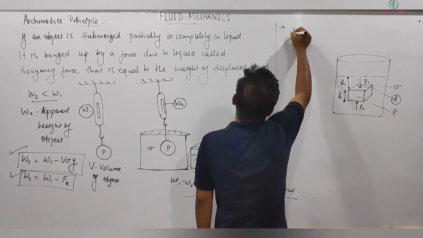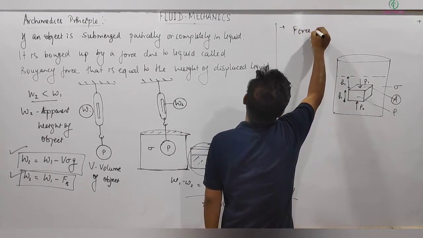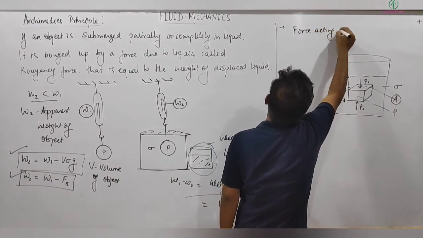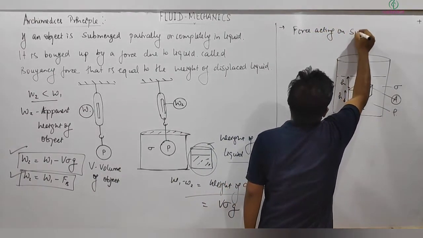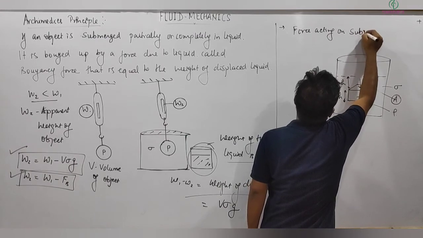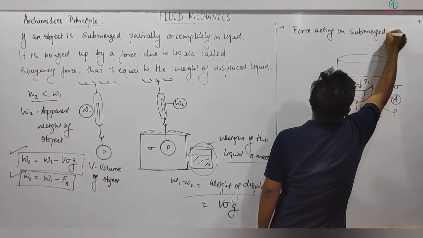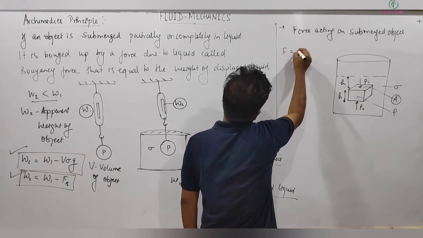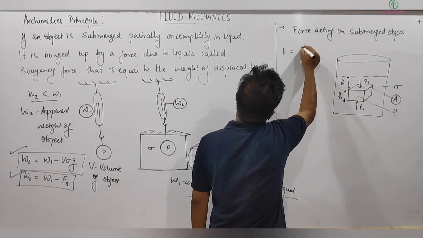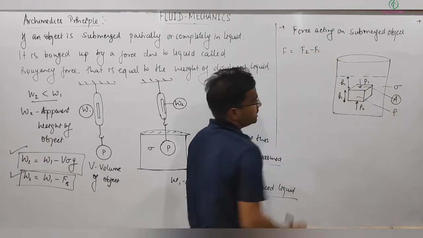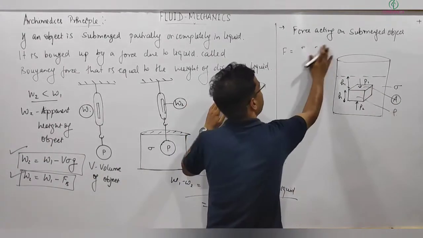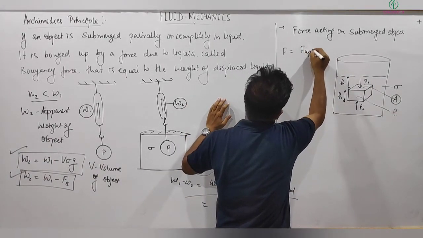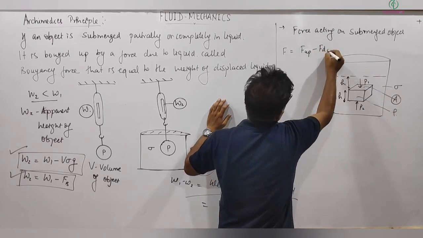So the force acting on the submerged object. I can write the force is equal to F2 minus F1, which will be the net upward force, or I can write F upward minus F downward.